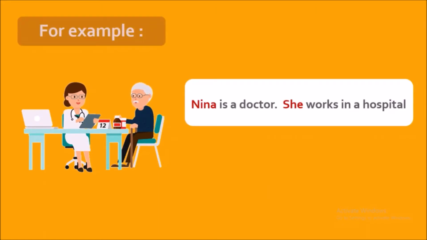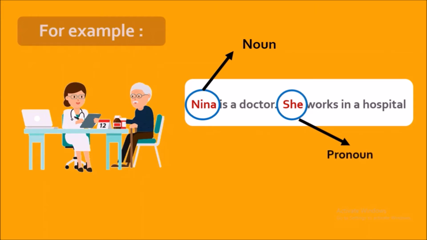Here is the example. Nina is a doctor. She works in a hospital. Nina is a noun. She is a pronoun. As we can see here, she takes the place of Nina and she does the action, so we don't have to repeat the name of Nina in a sentence.